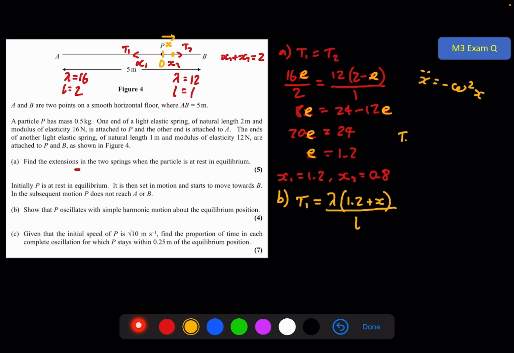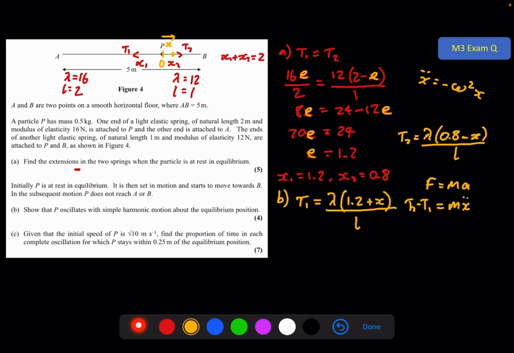T2 is very similar. We've got lambda for T2 times the extension, which is 0.8, the extension it gets just to get from its natural length up to O, minus x, the displacement from O, divided by the natural length. Now we can put these two together in the equation F equals ma, which I'll write as x double dot for a. And F is going to be T2 minus T1.